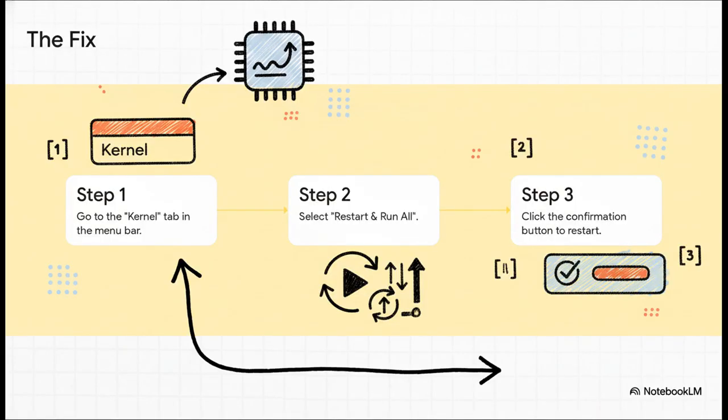So, how do we fix this? Easy. We just need to get everything back into the kernel's memory by running the code from top to bottom. And the fastest way to do that is to go to the Kernel tab right up in the menu bar, and then you just select Restart and Run All. It does exactly what it says. It wipes the slate clean and then executes every single cell in order from the very top to the very bottom.